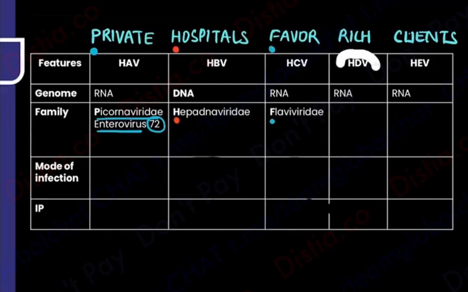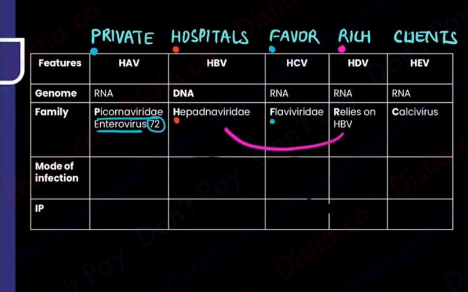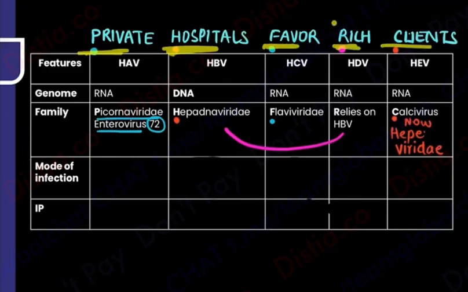F is for Flaviviridae. See, hepatitis D as such is not an independent virus. It is something that is always dependent on hepatitis B. So R, I have learned, relies on hepatitis B. And finally, the last one with C, hepatitis E is going to be Caliciviridae. Also, now it is said to be a part of the family Hepeviridae. That is another update that you should know. So I've told you: private hospitals favor rich clients, Picornaviridae, Hepadnaviridae, Flaviviridae, relying on hepatitis B, Caliciviridae or Hepeviridae.